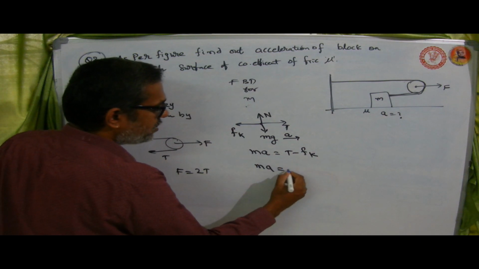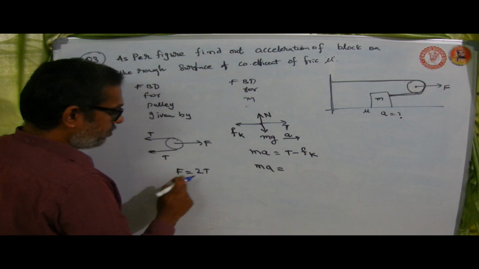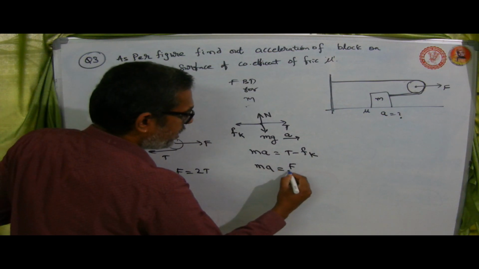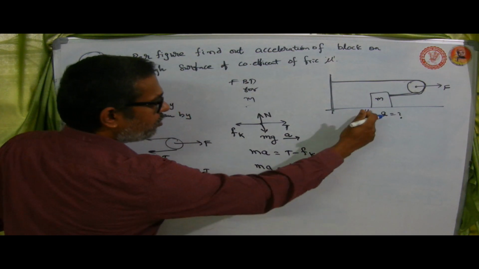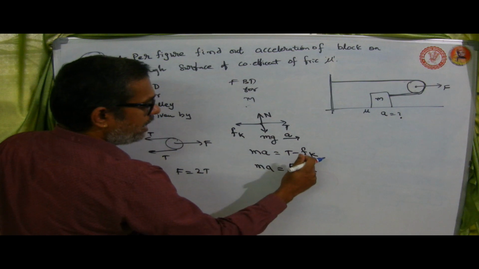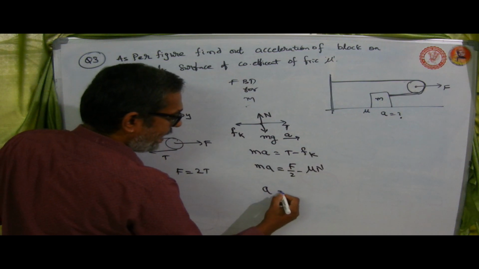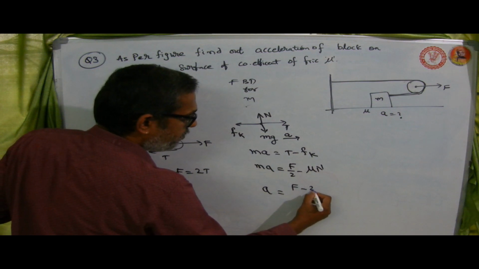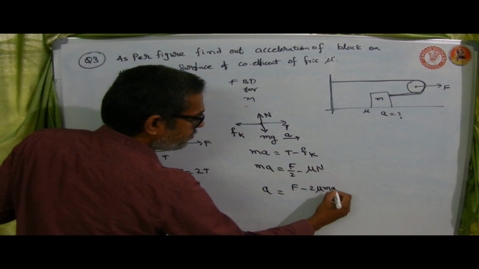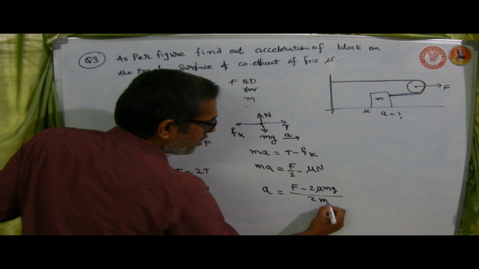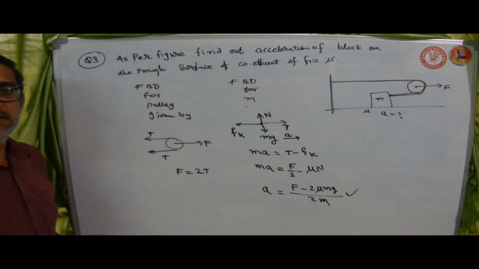Therefore ma is equal to tension T, which is F by 2, so F by 2 minus mu, the coefficient of kinetic friction, into the normal reaction, as written like this. Upon substitution, acceleration a is equal to F minus 2 mu mg divided by 2m. So this is going to be the correct answer for the question.